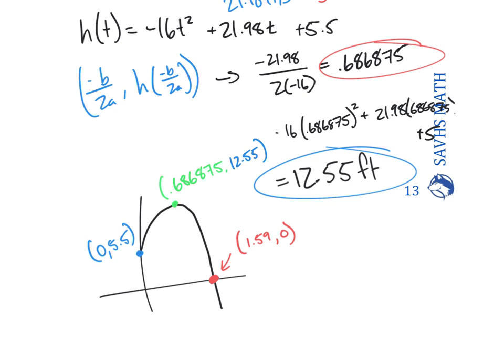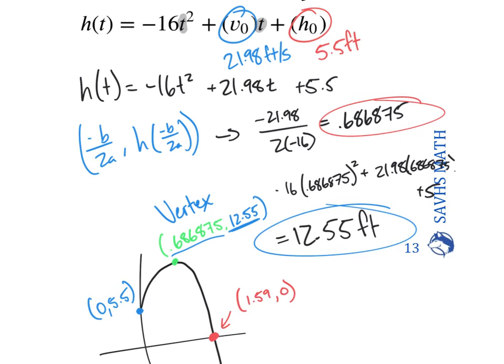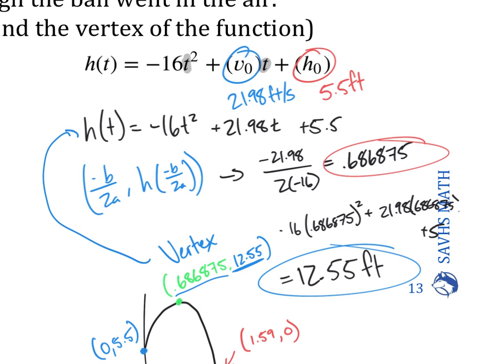Okay, so what this says is at this time, the ball is this high. That's the maximum height of the ball. Again, this is the vertex of the function h of t.